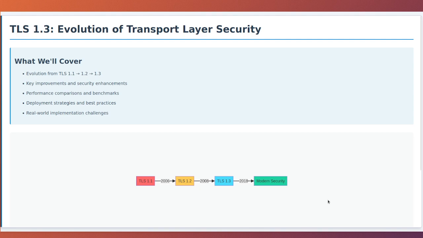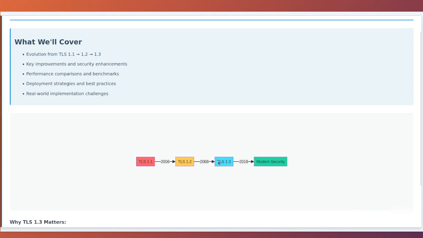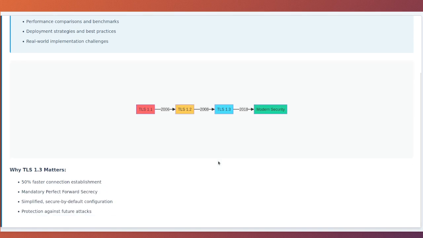TLS, or Transport Layer Security, is the backbone of secure internet communications. It's what puts the S in HTTPS, and it's used everywhere from web browsing to API communications in cloud environments. Understanding the differences between TLS versions is essential for making informed decisions about security configurations in your infrastructure.